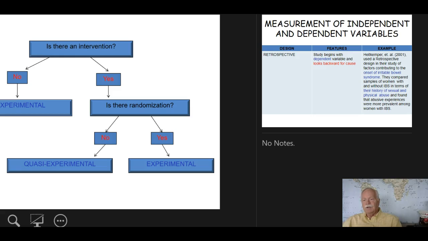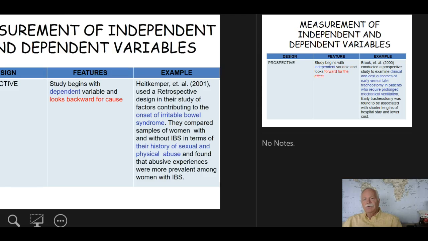And then this is just kind of a flow chart, which I thought was nicely done. It's really kind of a decision tree. If it's a yes, no, and you can see how you go through that decision tree in terms of making a decision about what type of design to be used. And then the measurement of the independent and dependent variables.